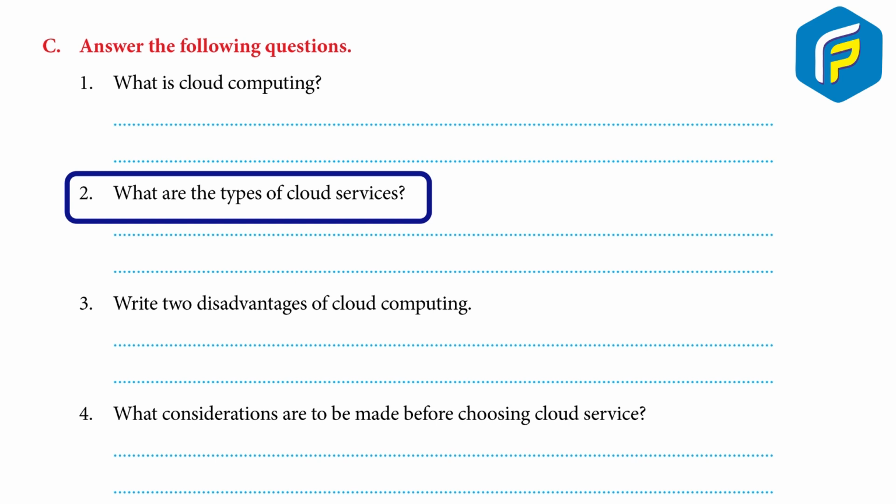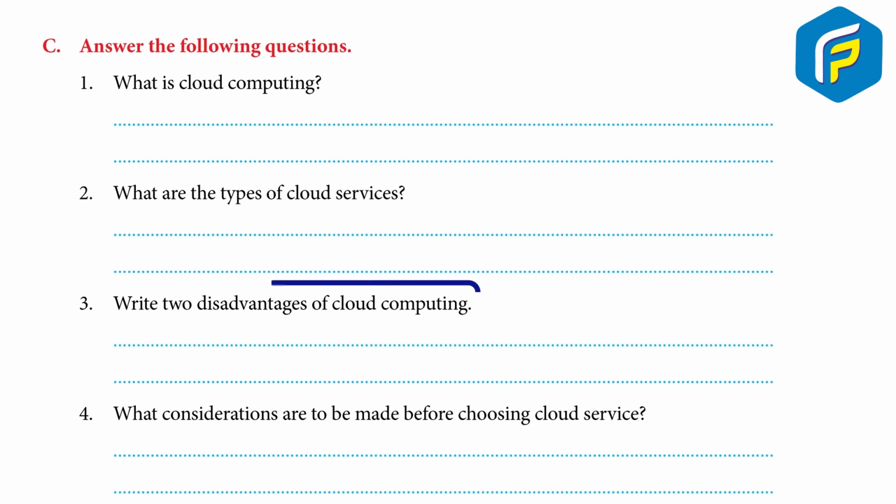2. What are the types of cloud services? Answer: Different types of cloud services are available depending on the needs of the users. 1. Public cloud. 2. Private cloud. 3. Community cloud. 4. Hybrid cloud. 3. Write 2 disadvantages of cloud computing. Answer: The disadvantages of cloud computing: We have little to no understanding of where our data is stored, and we have limited control over who has access to our information. Our data is frequently accessed by hackers without our permission.